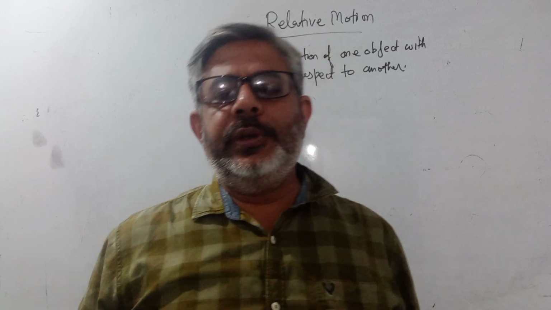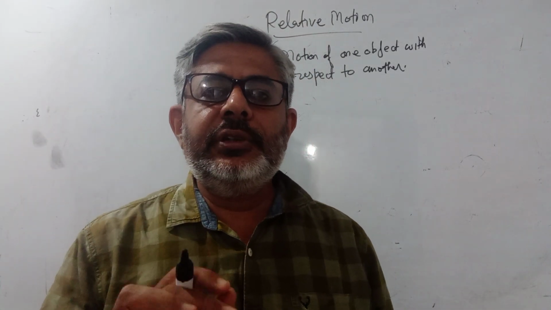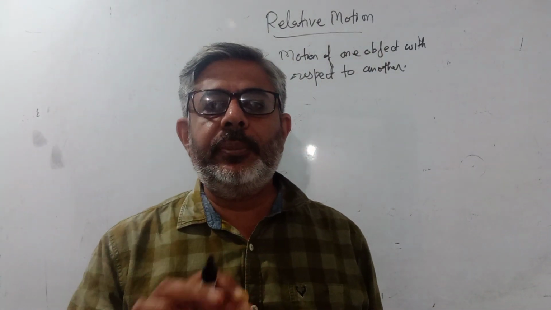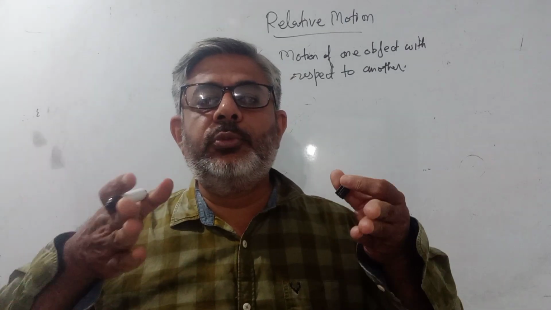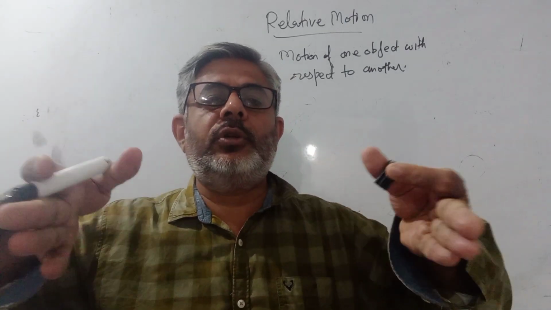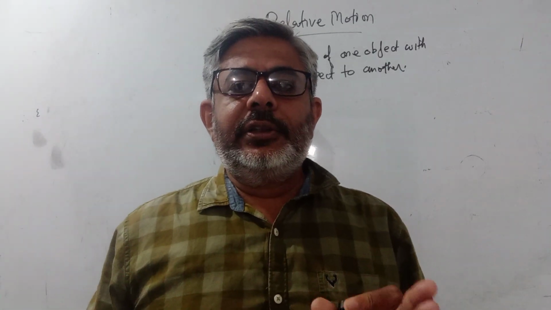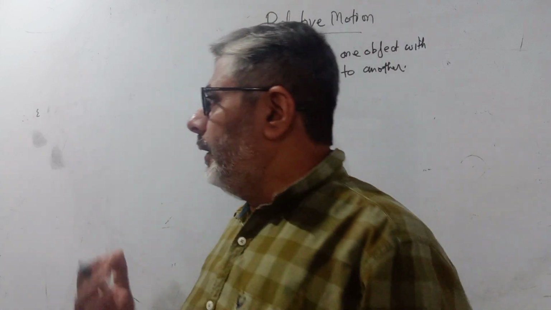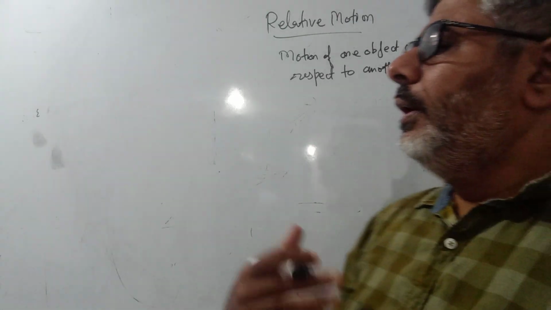Now very simply speaking, if two cars are moving with the same speed, of course we say that they are at rest with respect to each other. I am repeating what I said. If two cars are moving with same speed, suppose this is moving with 60 kilometers per hour and this is also moving with 60 kilometers per hour, then we say that the speed of one with respect to other is zero. So relative motion is essentially motion of one object with respect to another object.